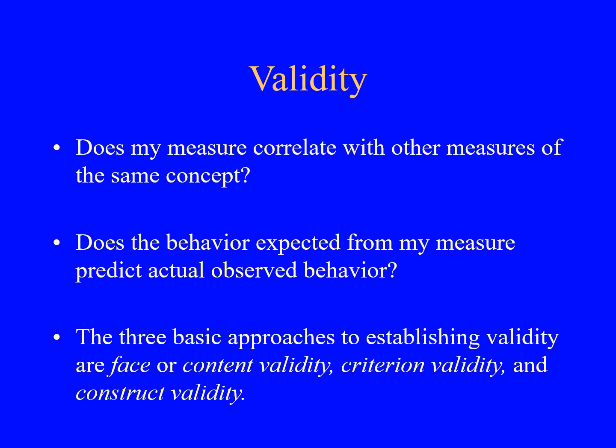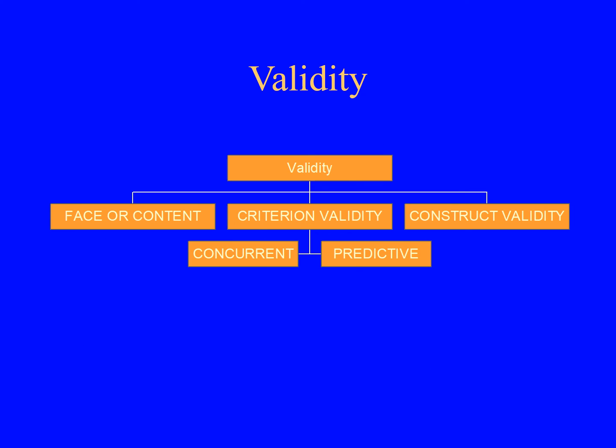The three basic approaches to establishing validity are face or content validity, criterion validity, and construct validity. So look into this exhibit. You can see that validity has face or content validity, and then criterion validity and construct validity. And criterion validity has two forms, concurrent and predictive.